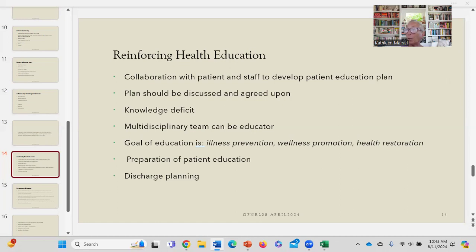The ultimate goal of patient education is the prevention of illness, promotion of wellness, restoration of health. So we teach patients about their disease or disorder. Maybe we're prepping them for surgery. Maybe we're teaching them what the plan is for home care once they get home, whatever they have, illness, injury, new diagnosis. We have to be able to self-assess if there's a knowledge deficit. How do we know the patient is hearing our teaching, understanding our teaching, and can carry out that plan?